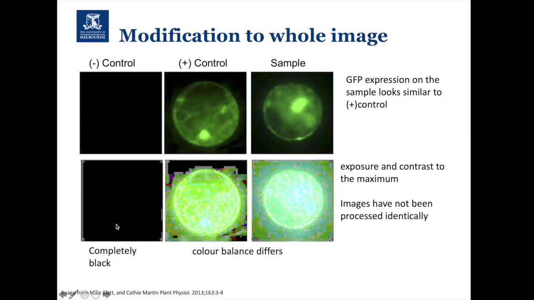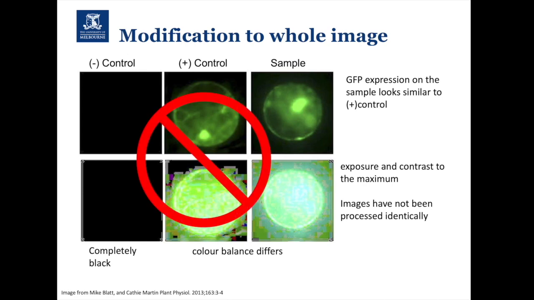Now, you will never get a completely black image off a microscope. You'll always have some kind of electronic noise from the detector, which contributes some intensity. And you can also see the background between the positive control and the sample are also different as well. So it may be that these images have either been acquired differently or have been treated differently in terms of visualization. So again, not ethical.